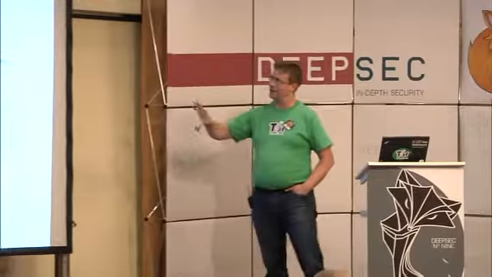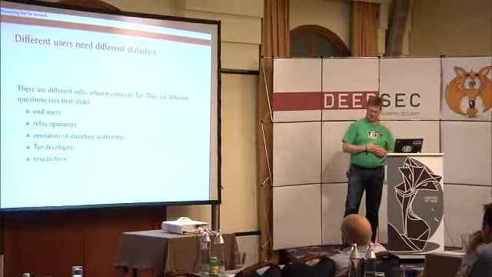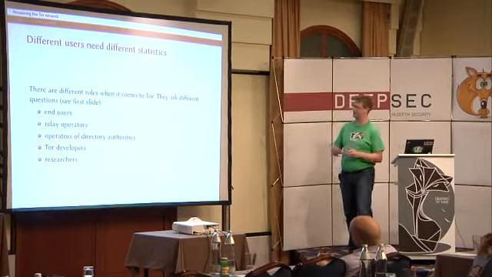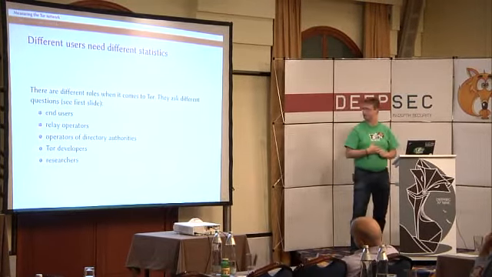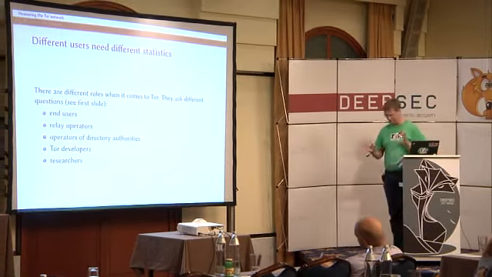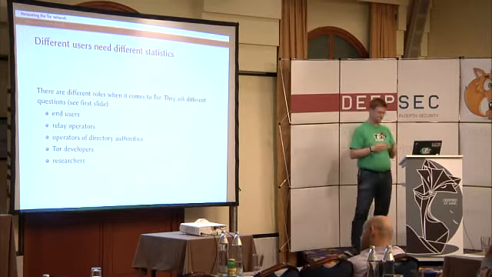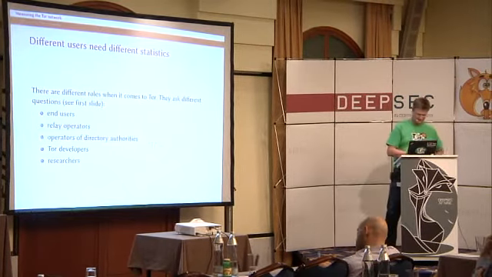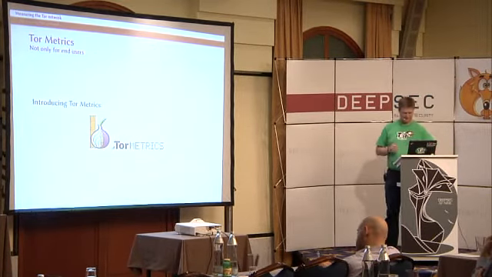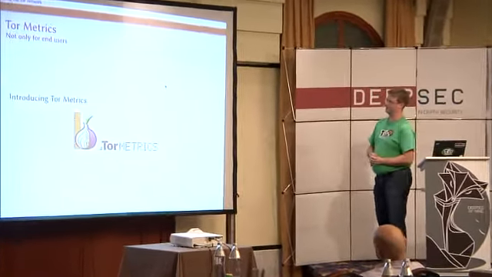So those are some principles when it comes to collecting data. And as I said, there are different roles when it comes to TOR, and every kind of role asks different questions. There are end users who just download the TOR browser and use it, and they want to know other things than, for instance, the operator of a directory authority or a relay operator. The measurement team inside TOR developed several tools to give answers. One of the important ones, I would say, is the TOR metrics portal.